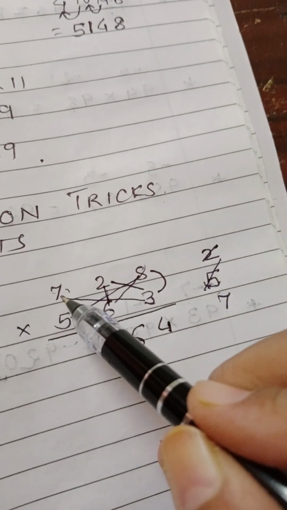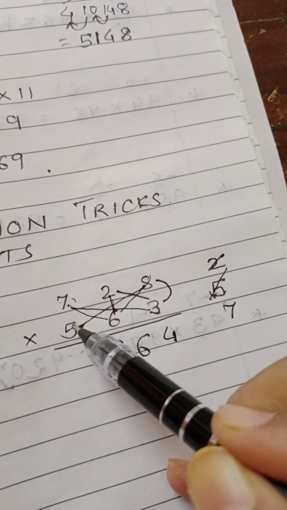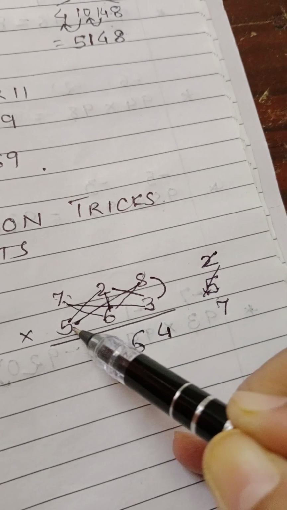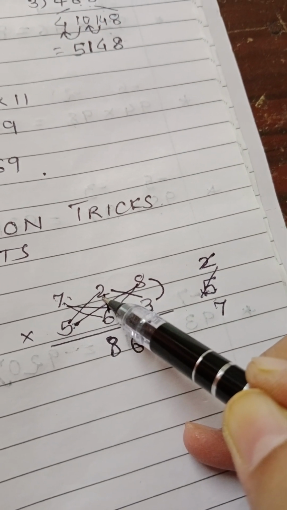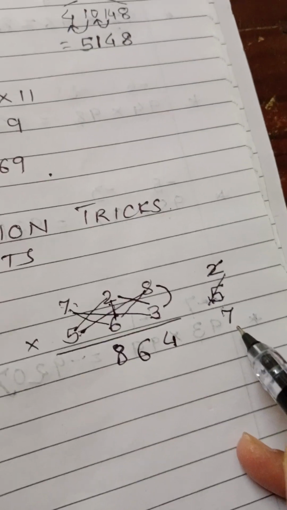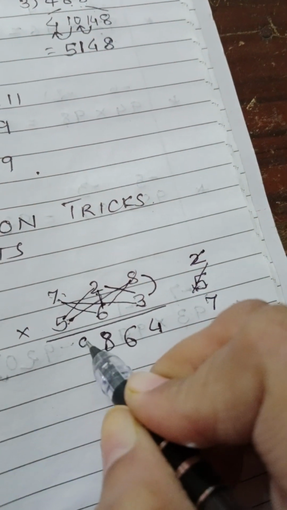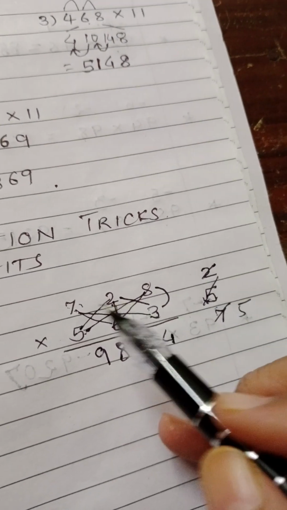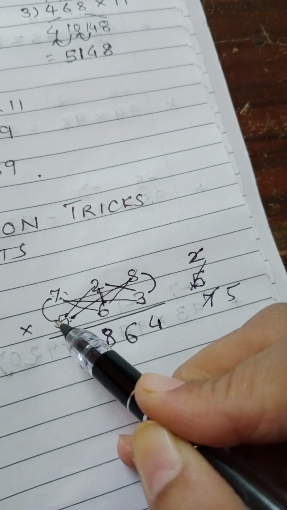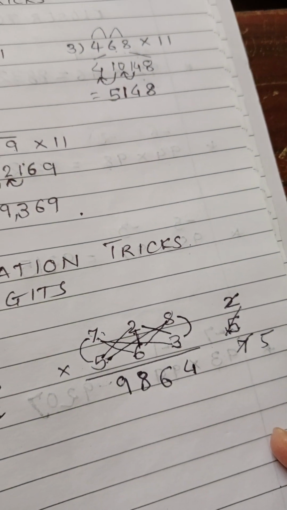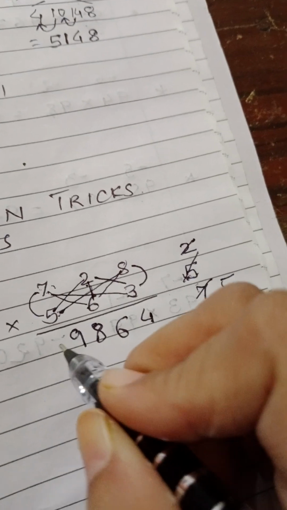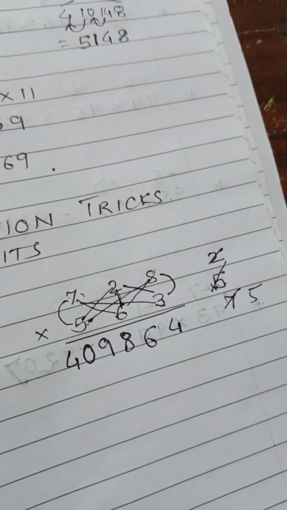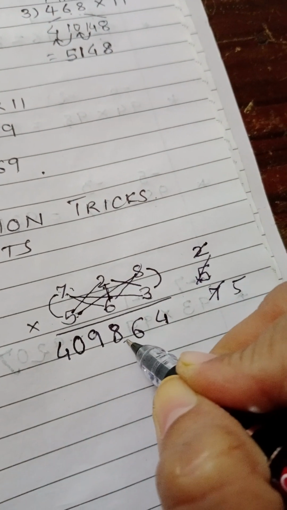Now we will multiply 7 with 6 and 5 with 2. So 7 sixes are 42. 42 plus 10 will be 52. Okay, 52 plus 7 will be 59. And again 5 will be carried forward. Okay, last step, 7 fives are 35 and 35 plus 5 is 40. So this is our final answer.